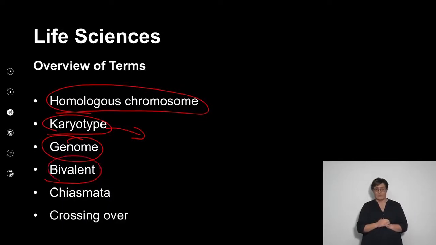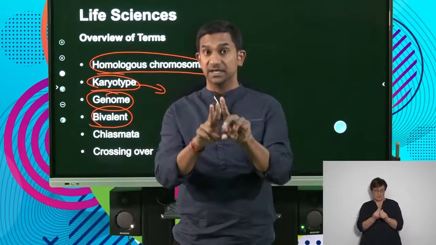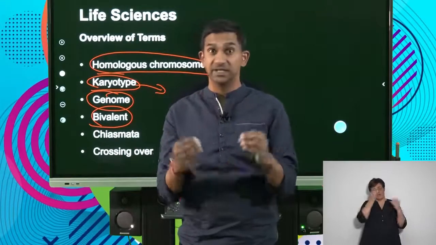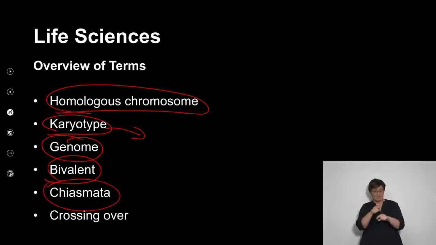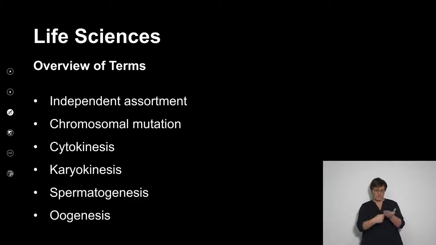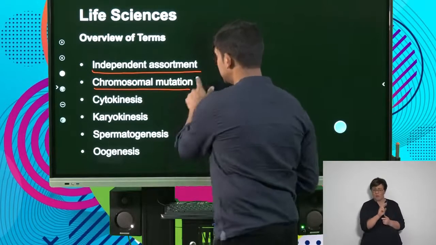The concept of a bivalent and how that forms during a process called crossing over, when pairs of chromosomes come together and exchange genetic information between inner chromatids, and the point of crossing over is called the chiasmata, and then finally the importance of crossing over, which we discuss later. It's important that we look at independent assortment and chromosomal mutations as important concepts in either producing variation in organisms and mutation in individuals.